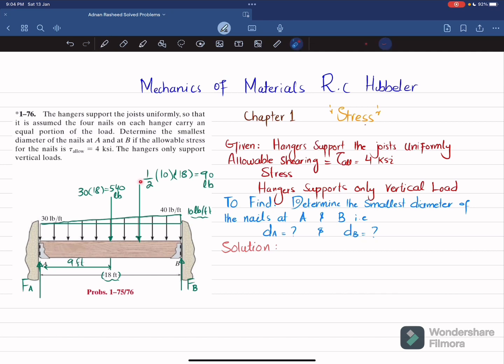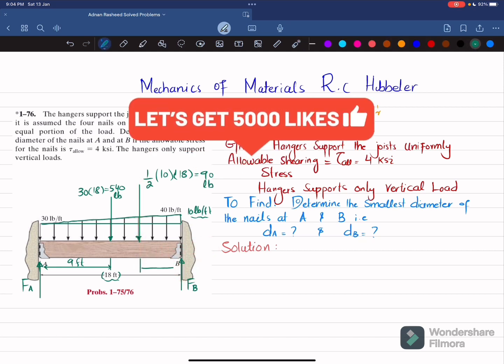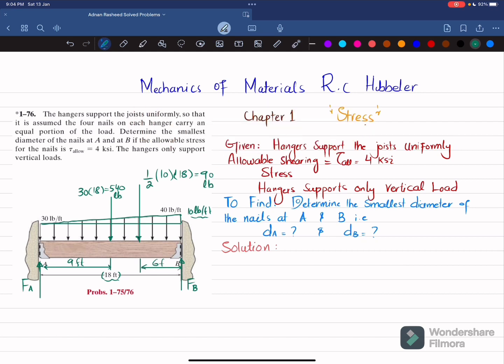And the triangular load, when converted into a point load, will act at a distance of L by 3 from end B. L is 18, so 18 by 3 is equal to 6 feet, so 6 feet from point B. I will write it, this distance is 6 feet, and the remaining distance is 3 feet.